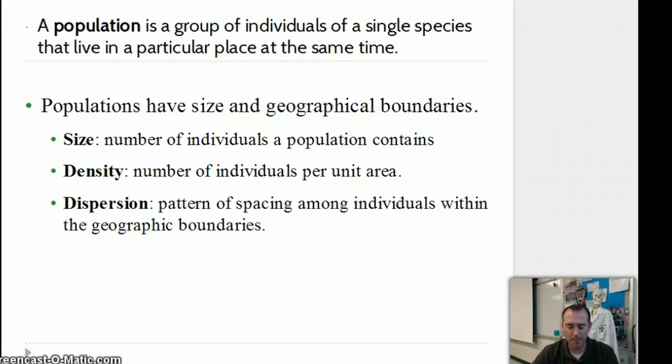And then finally, we can look at the population dispersion. This is the pattern of spacing, or how they are spaced apart. Usually when you guys are in class and you're sitting in rows and columns, you're pretty evenly spaced. We'd call that an even distribution. Or at lunchtime, you're sitting around a cafeteria table, you're more clumped. So it's really just how much space is in between the individuals.